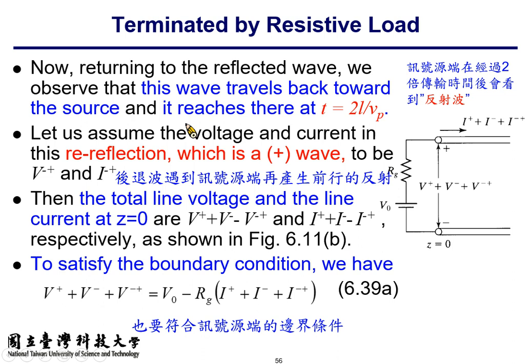So if Rg equals Z sub 0, there will be no mismatch, and the V minus plus signal will go to 0. On the other hand, if Rg is not the same as Z sub 0, then due to the mismatch, you will have a non-zero V minus plus signal. Now, if you have mismatch on both the left-hand side and the right-hand side, then you will have an infinite series of reflections.